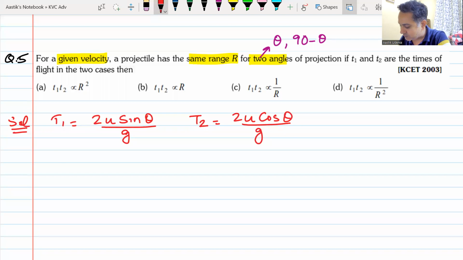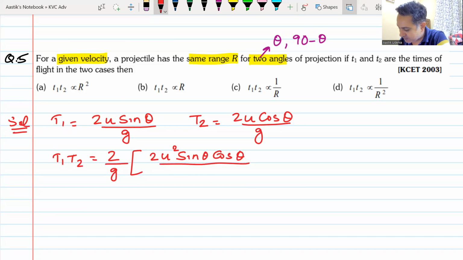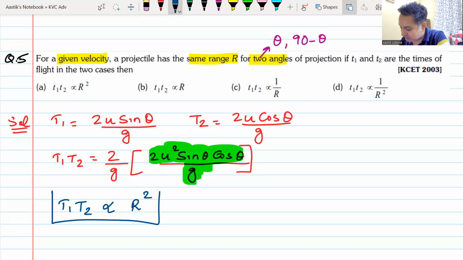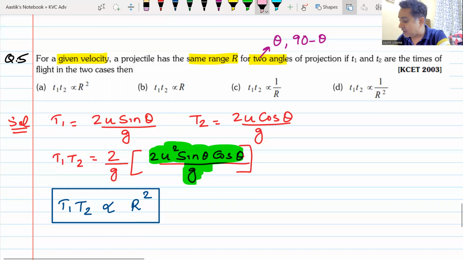Now I simply have to multiply T1 into T2, which will be equal to 2 by g taken common, and if I look at the sine theta cos theta divided by g, this entire thing that is coming in the bracket is nothing but your range. Yes or no? So you can remember this as an important point: T1 T2 will be proportional to R if the angles are complementary. Do we understand this? Yes or no? Yes.